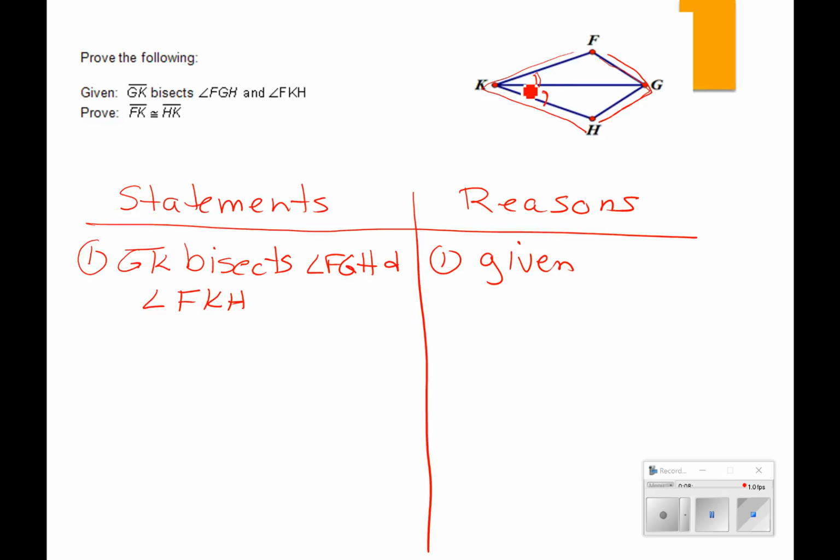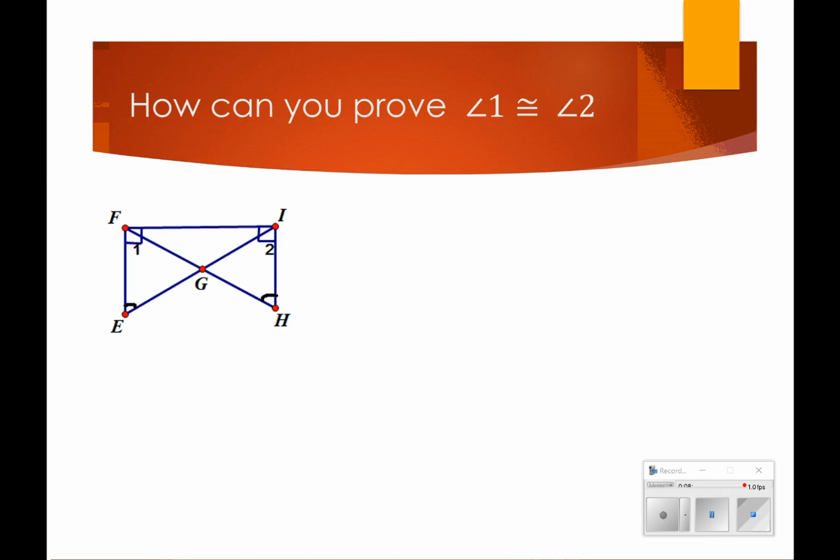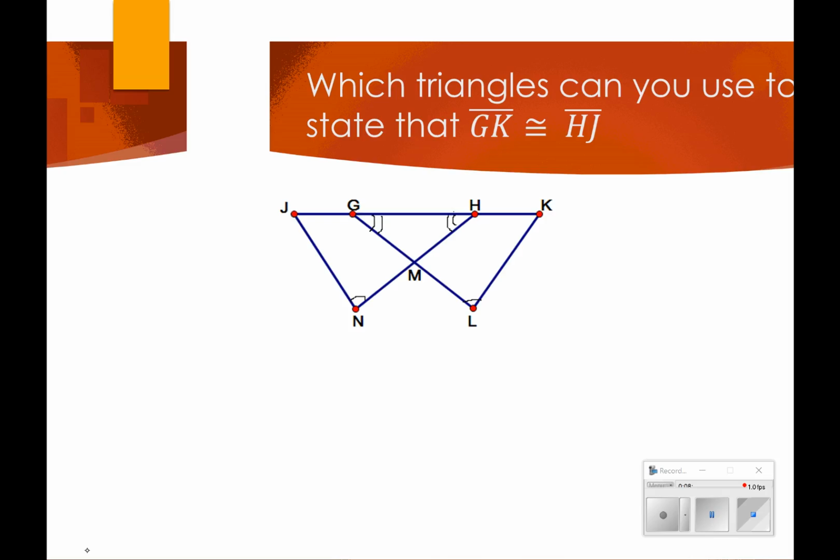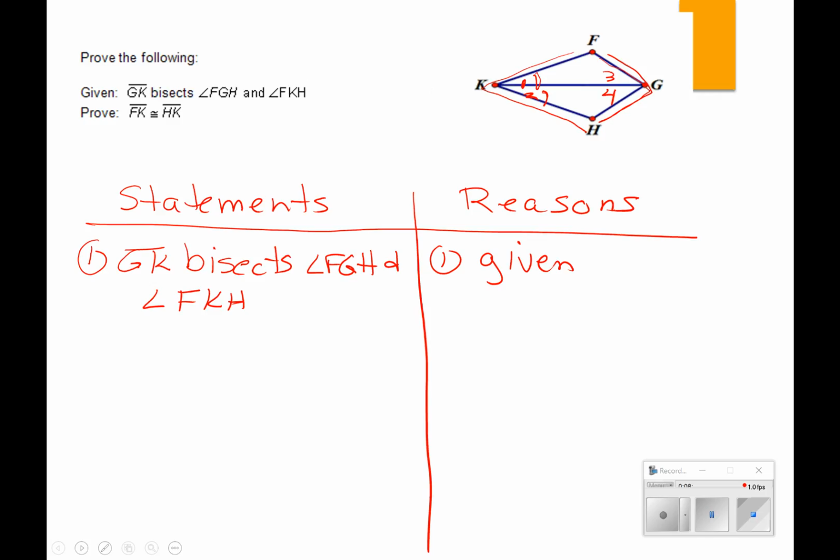And I'm actually going to name these 1, 2, 3, and 4, because it's going to make it easier for our proof. So now what I'm going to say is that angle 1 is congruent to angle 2, and angle 3 is congruent to angle 4 by the definition of a bisector.